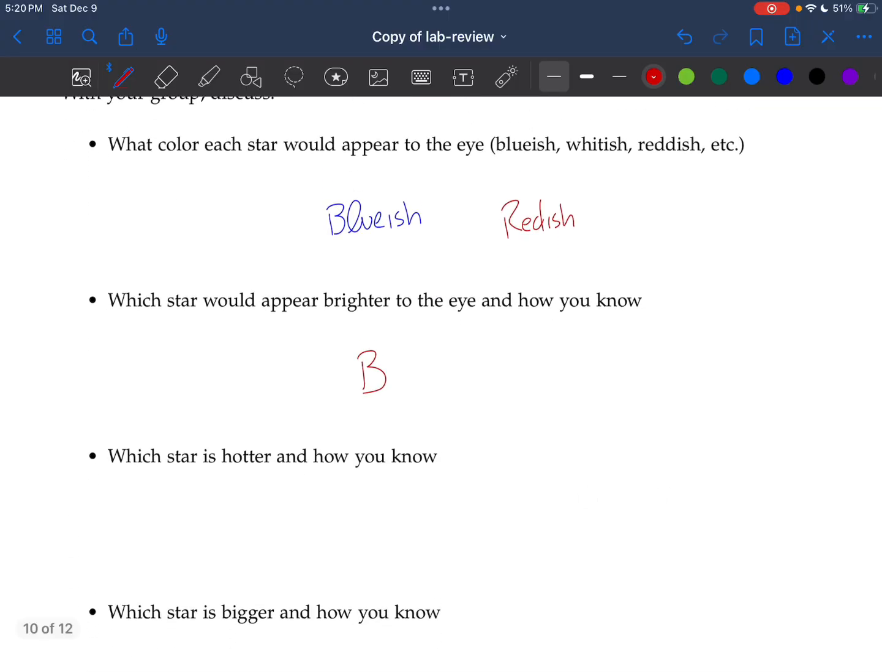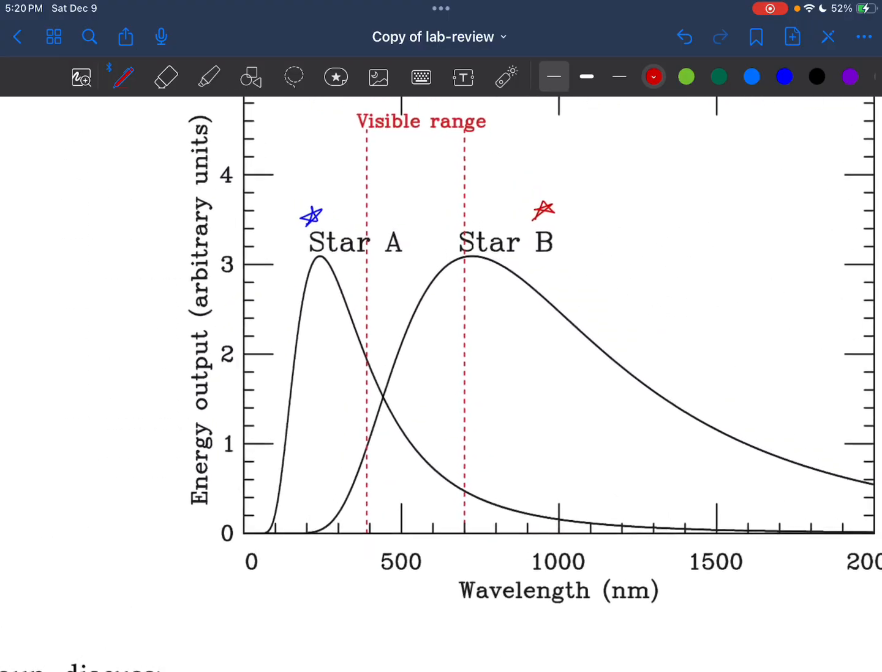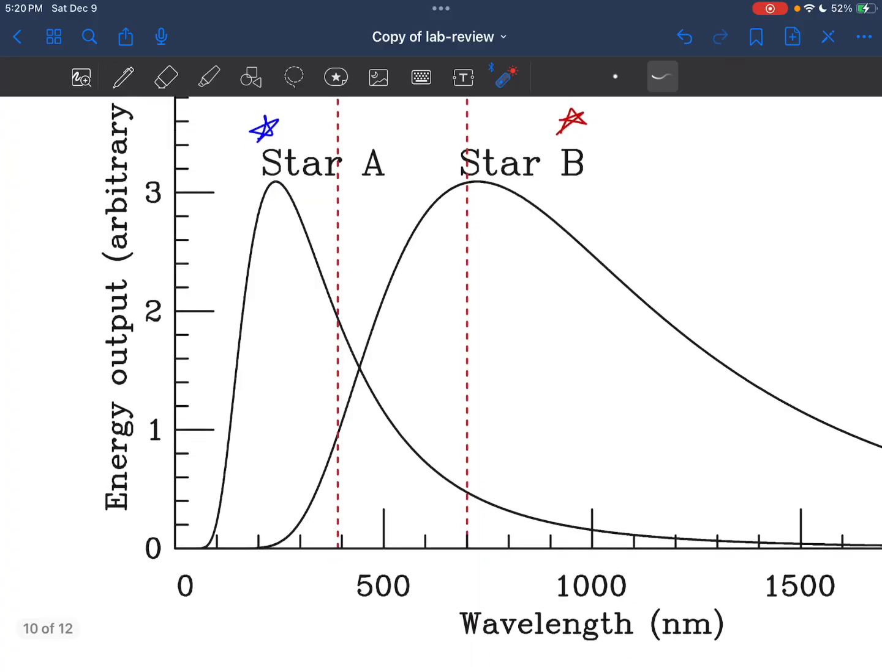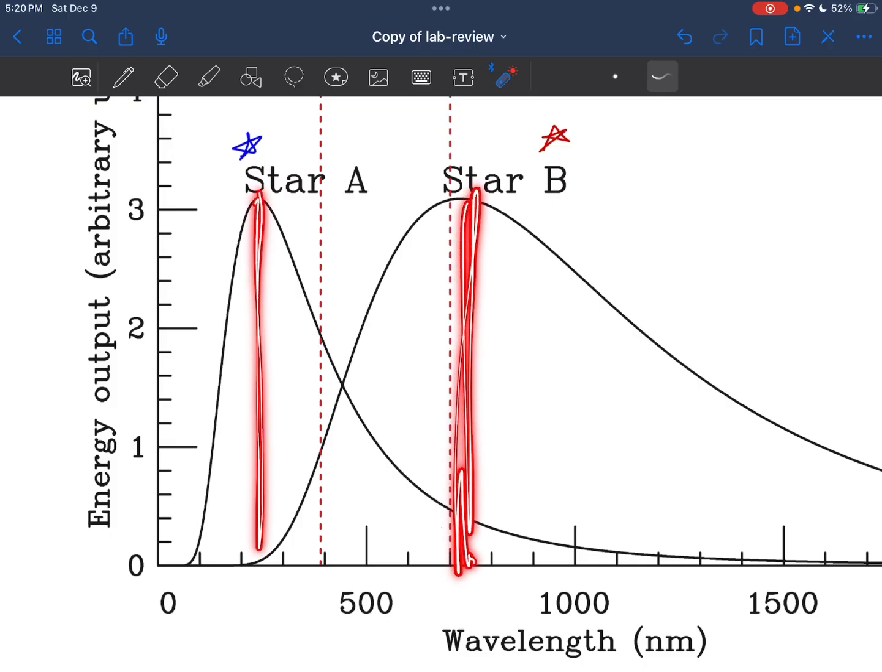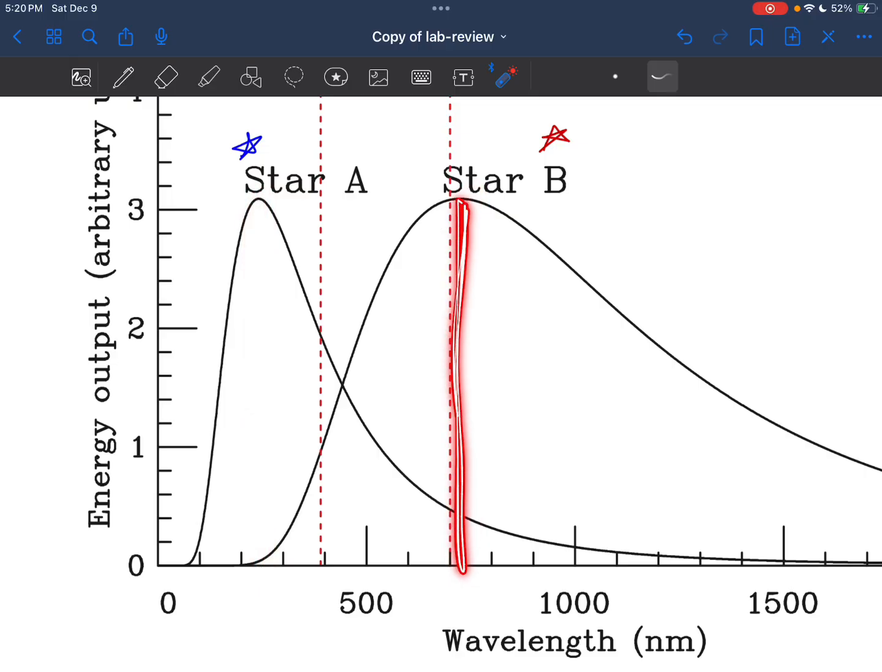And which star is hotter? Well, remember what we were talking about with the temperature. If I'm trying to figure out the temperature, the only thing I have to look at is the peak wavelength for each. So the peak wavelength for star A is in the ultraviolet, and the peak wavelength for star B is kind of in the infrared. It's almost in the visible, actually, but call that in the infrared.